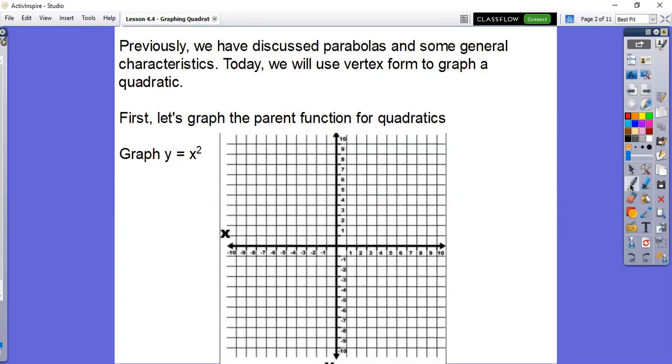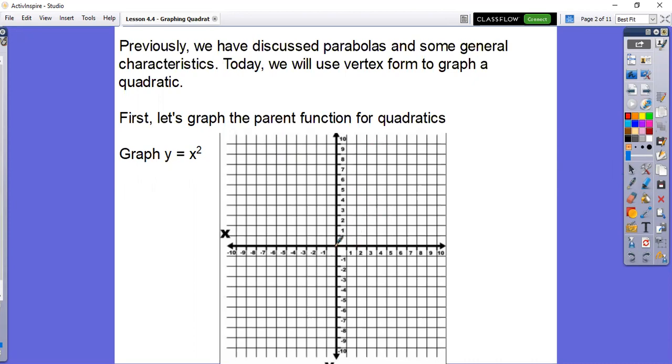So first thing that we need to understand is what this parent function looks like. We've talked about parabolas and some general characteristics. We've talked about kind of what they look like, but today we're going to use vertex form to graph quadratics. In order to do that, first we need to understand what the graph of just y equals x squared looks like.